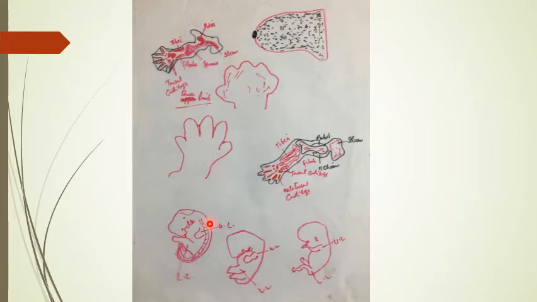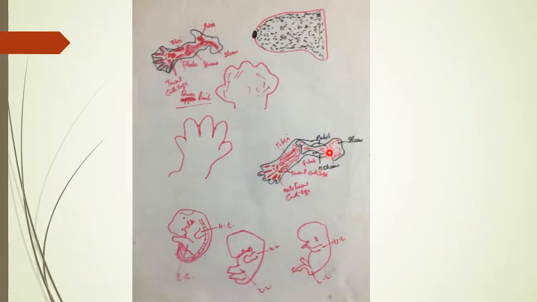It is the appearance of the upper limb, which is earlier than the lower limb, that develops from the side of the trunk. This is the initial development of the limb bud, upper limb bud and lower limb bud, and this also shows the developing upper limb and the lower limb.